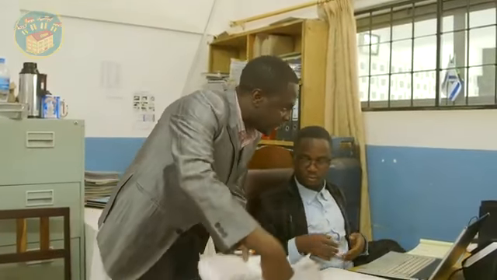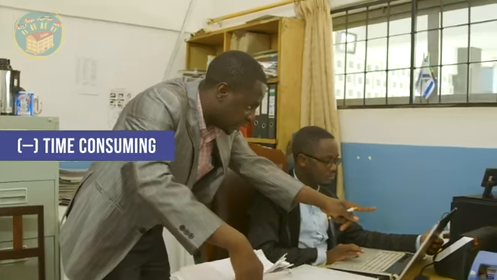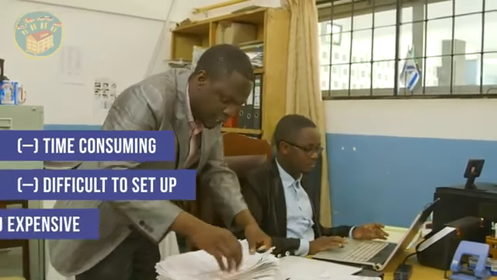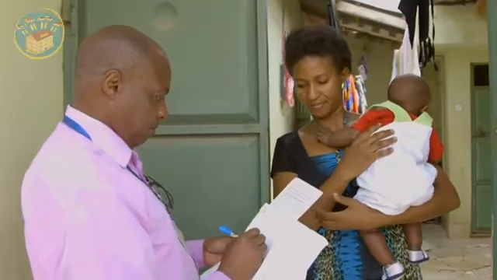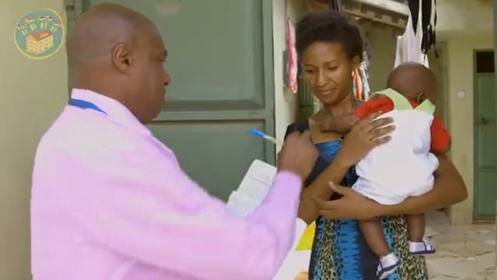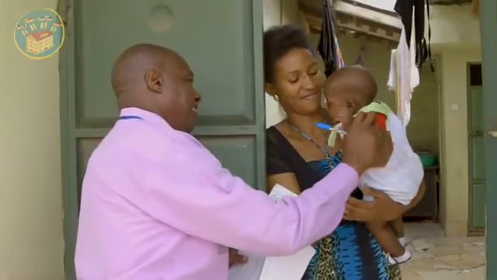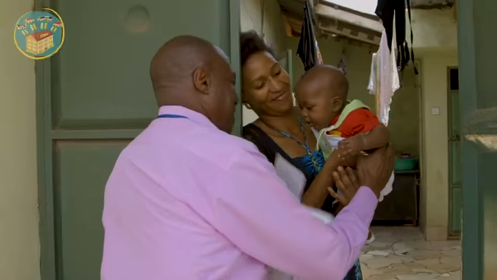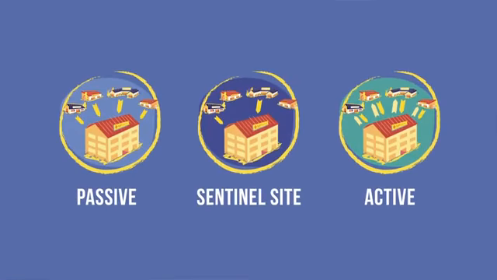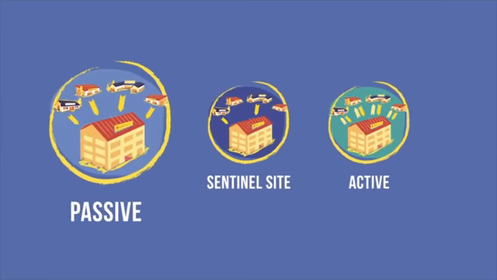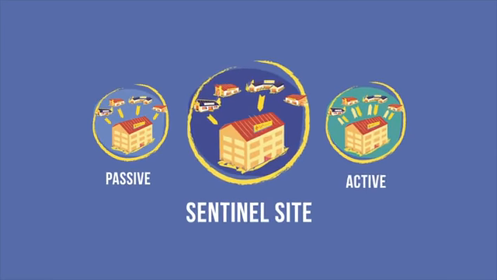However, active surveillance is also time-consuming, difficult to set up, and expensive. In the case of an outbreak, the national level will appoint surveillance staff to carry out active surveillance activities. You should now have an understanding of the three main types of surveillance: passive, sentinel site, and active.